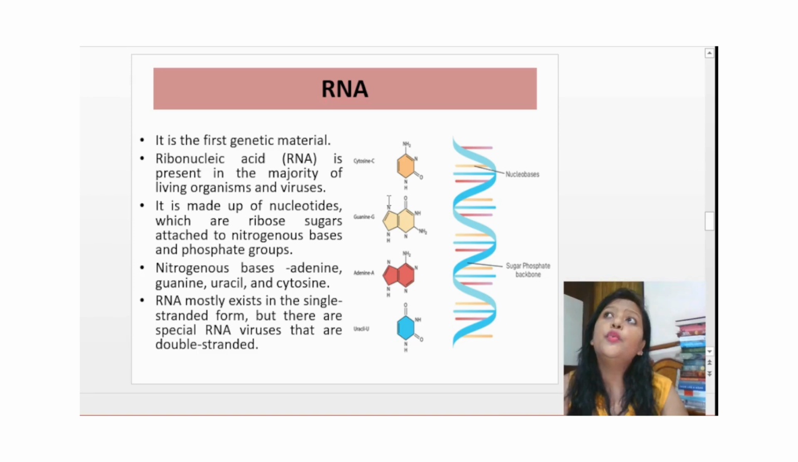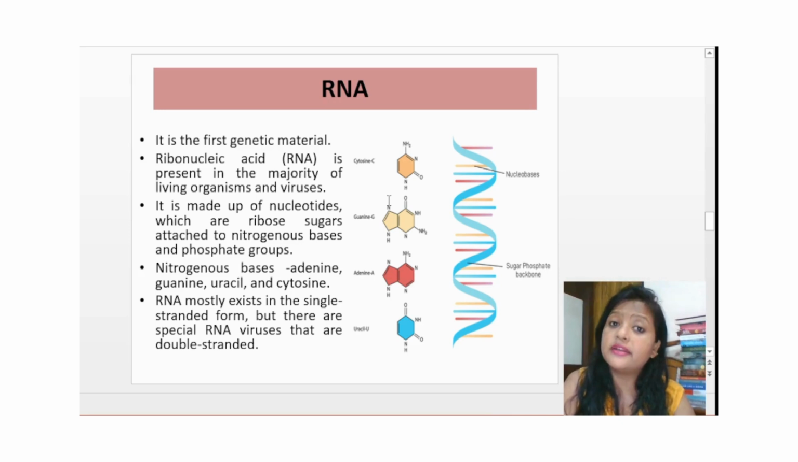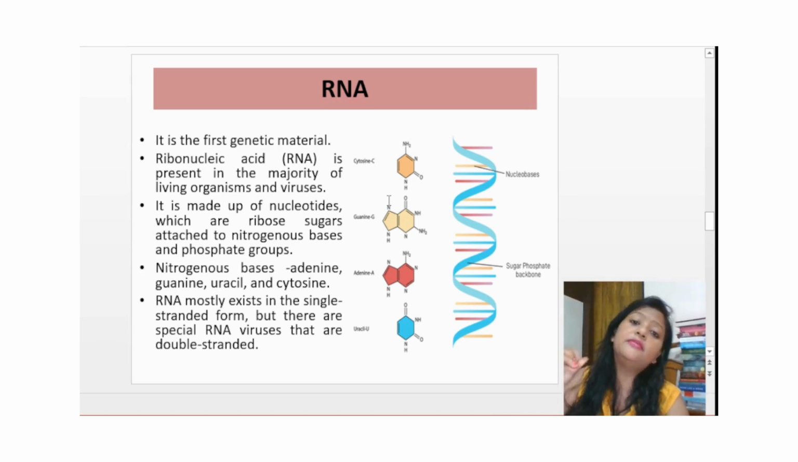See, before DNA was discovered, there were still living organisms, right? Viruses were discovered very early. Then there were also bacteria and archaebacteria. At that time DNA was not discovered, so there was some other genetic material. It is said that RNA was present, and RNA was the first genetic material.